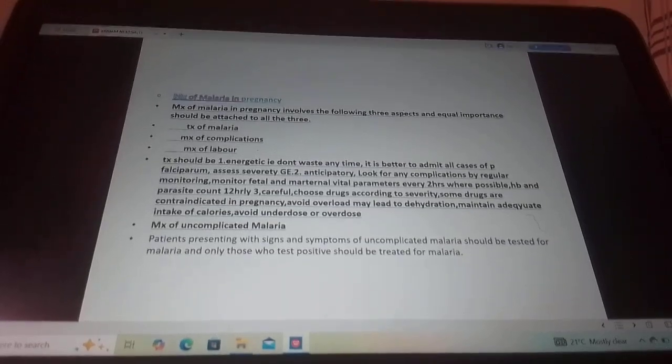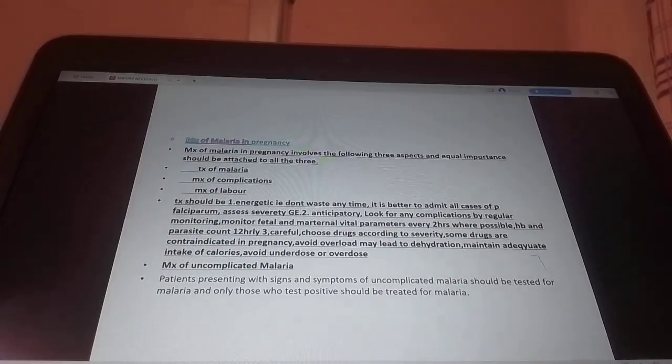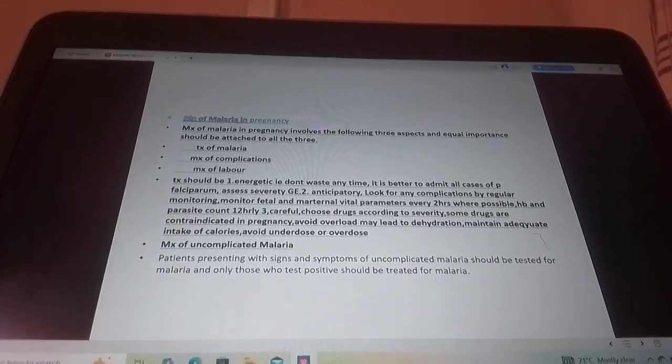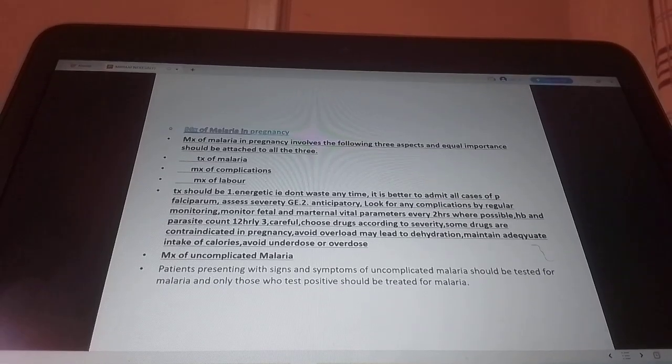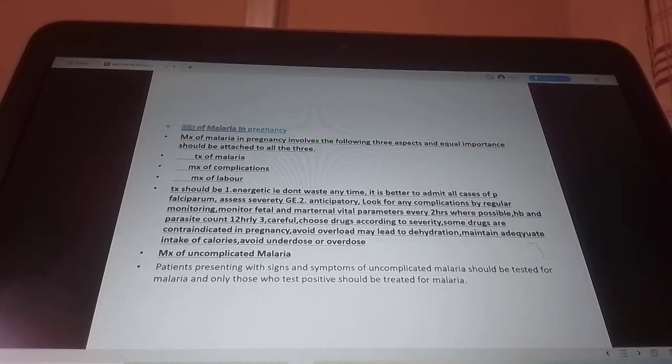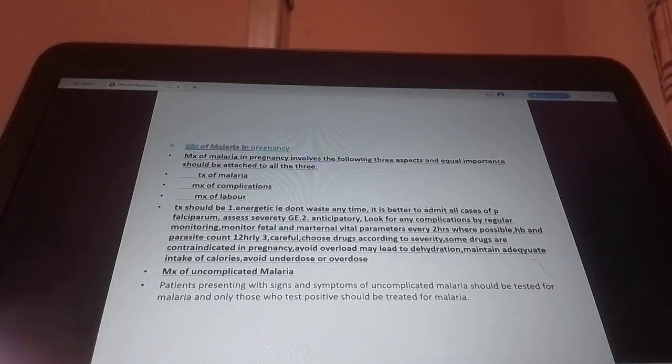Then also avoid overload, because they may lead to dehydration. Then maintain an adequate intake of calories, and also avoid underdose or overdose. So that is it about treatment of malaria. That's how it should be.